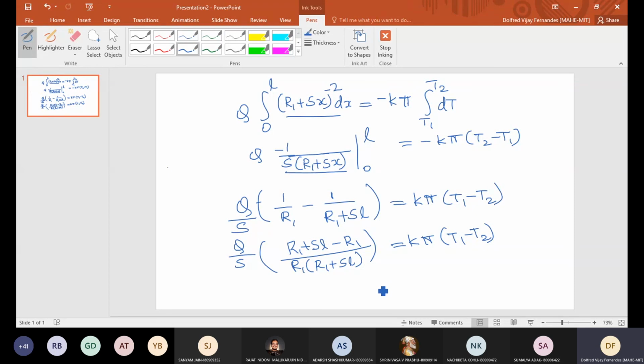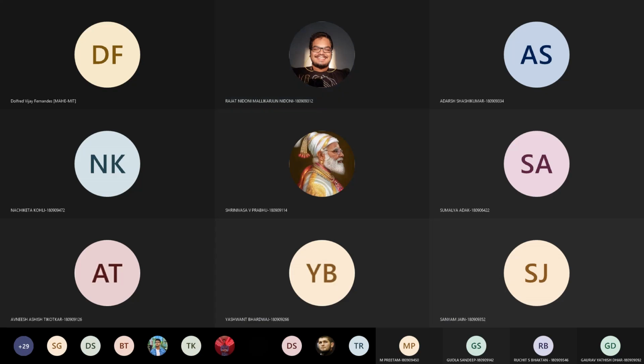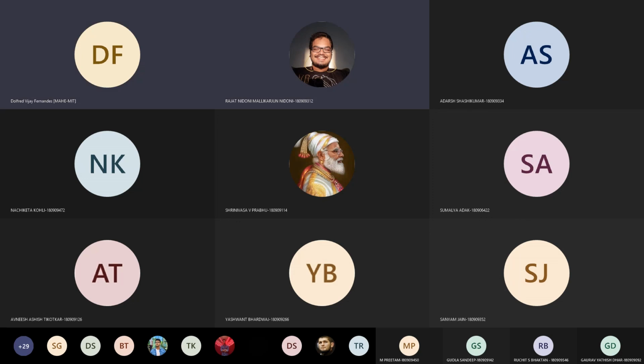What is the value? 2238.14? We can simplify this one further by substituting the S value. What do you get? 2.23 kilowatts, sir. Not 223. No, sir, 2238. Something is wrong with it.